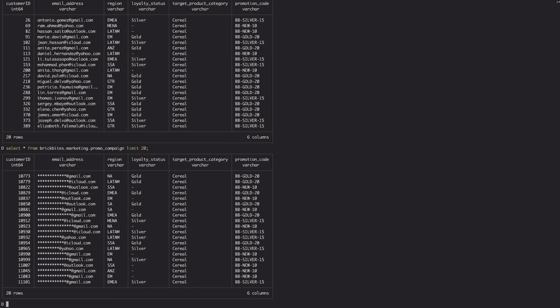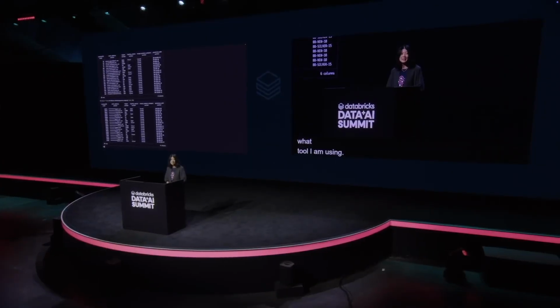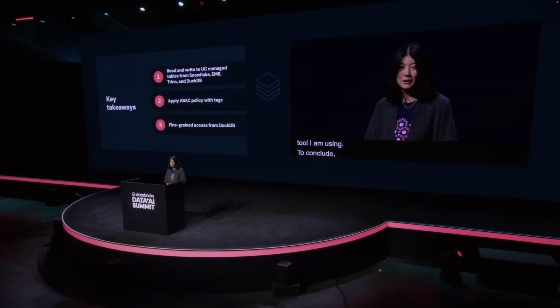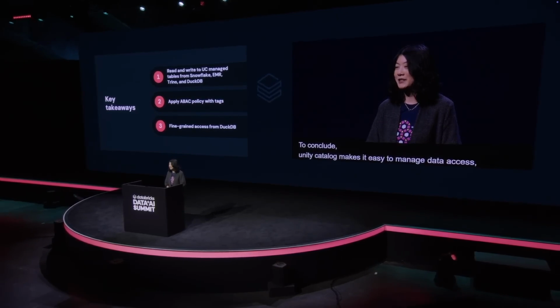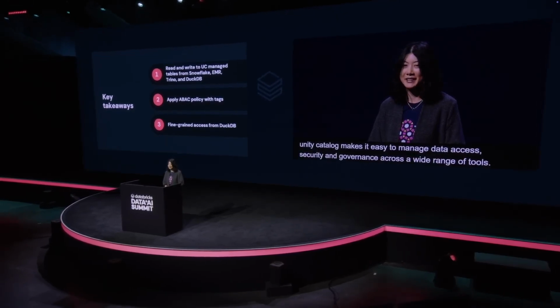Great. I've now verified that customer data is protected no matter what tool I'm using, even if I'm using something like DuckDB. To conclude, Unity Catalog makes it easy to manage data access, security, and governance across a wide range of tools. No matter what engine or format you are using, it all stays governed, searchable, and secure in one place.